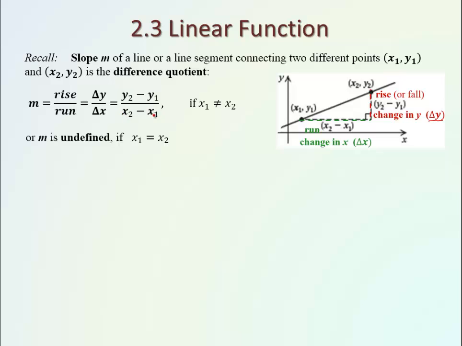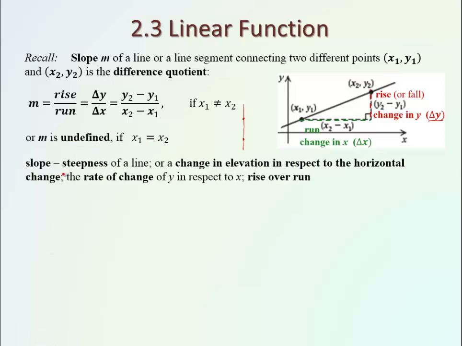Obviously, such a slope exists as long as the first coordinates x1 and x2 are different. In case the first coordinates of the two points are equal, then the slope is undefined. This is the case when the two points are positioned on a vertical line. Therefore, the first coordinates of such points will be the same, and the slope of a vertical line is undefined, since we don't really run anything, we only rise. So division by 0 is impossible to perform. That's why the slope is undefined.